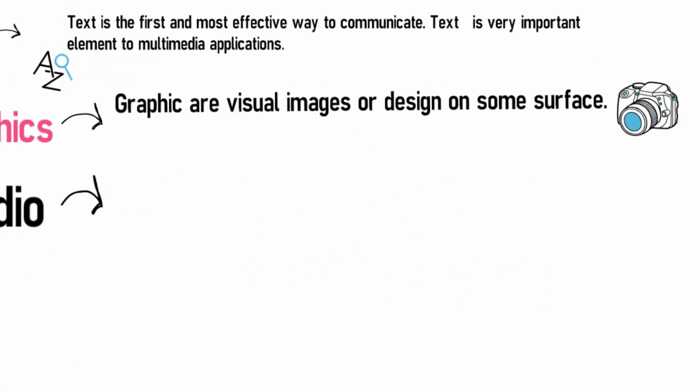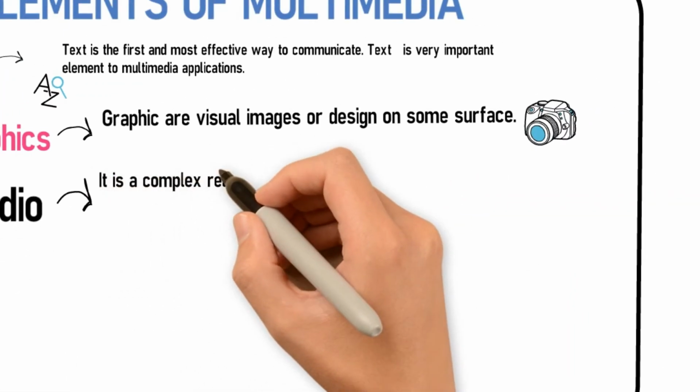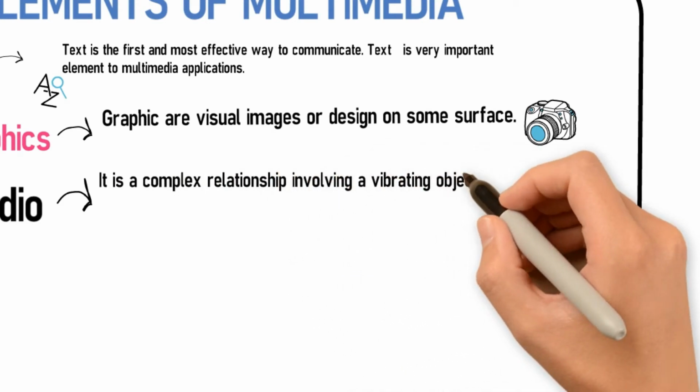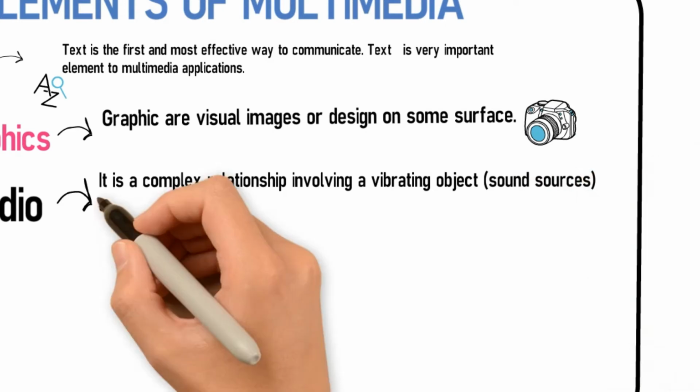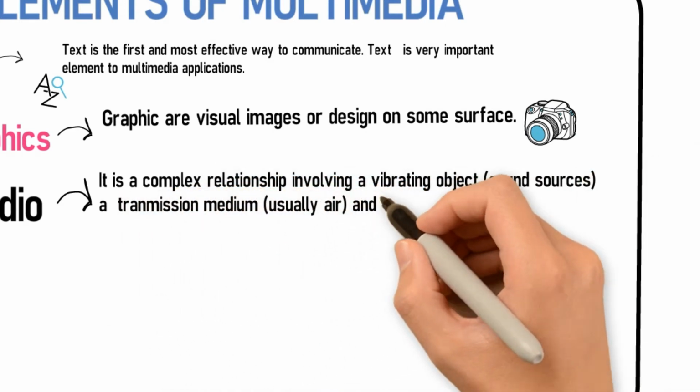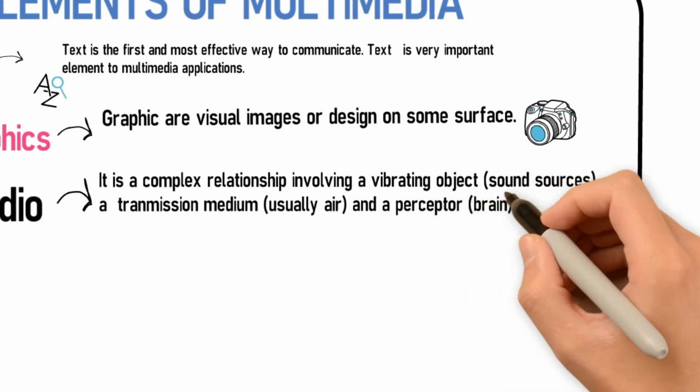Audio. Audio, or sometimes we call it sound, comprises the spoken words, voice, music, and even noise. It is a complex relationship involving a vibrating object, a sound source, a transmission medium, usually air, and a perceptor, the brain.